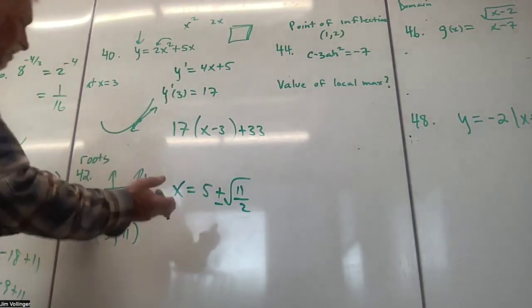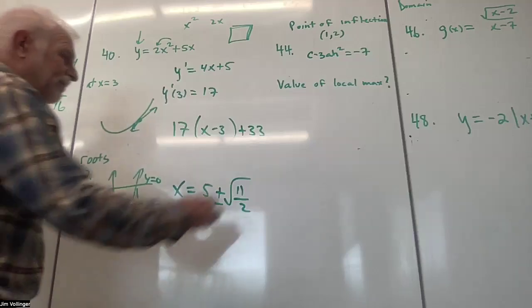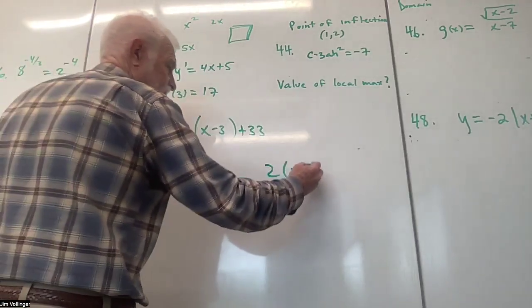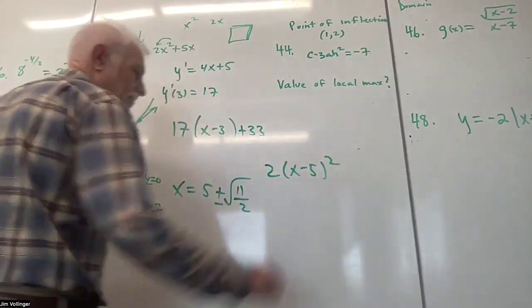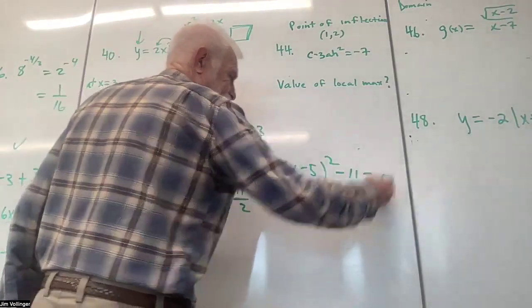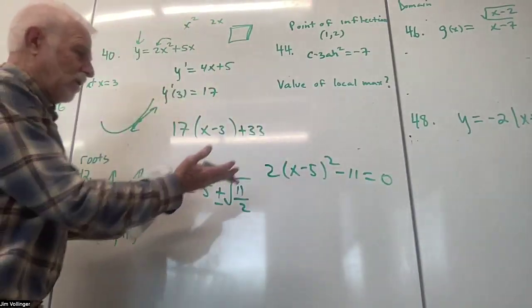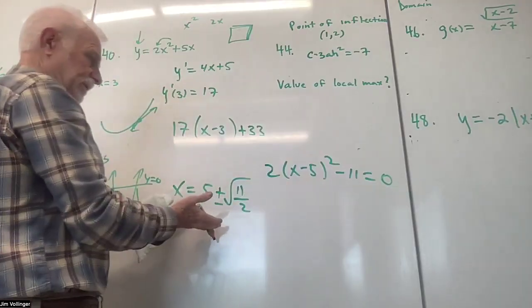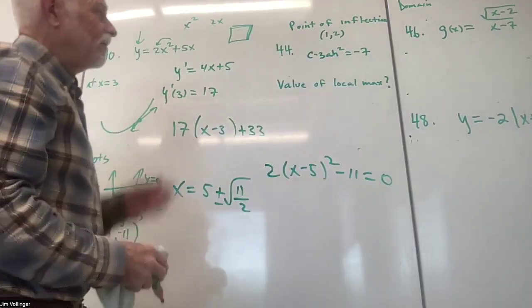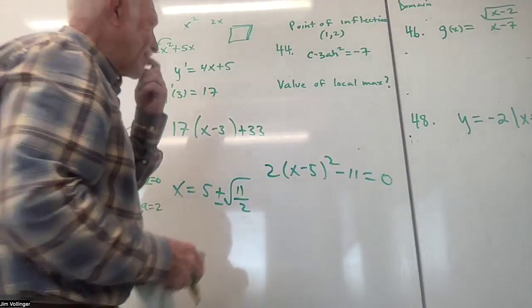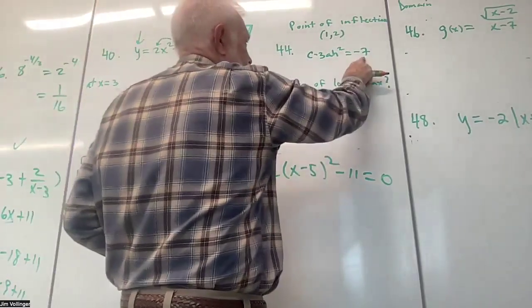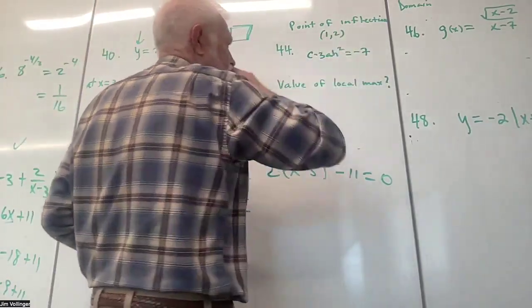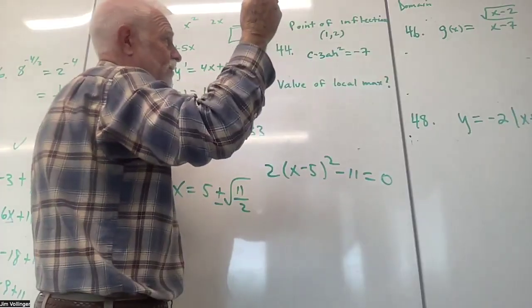All right, now, if you didn't follow that, you got the graphing form here. 2x minus 5 squared minus 11, and we want to know when that's 0. I hope you can see all of the inverse operations in this answer. Point of inflection, local max. I gave you the rate, and you have the point of inflection, then you have everything at your fingertips.